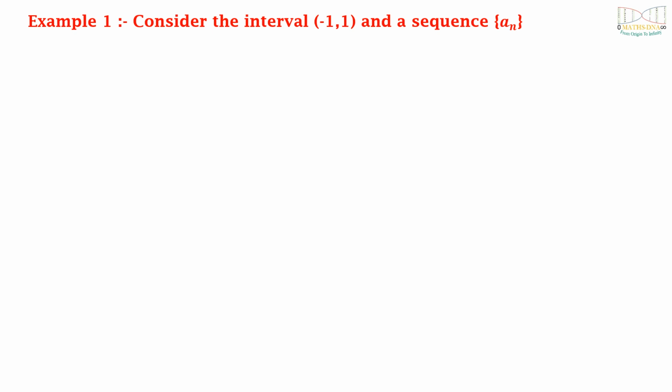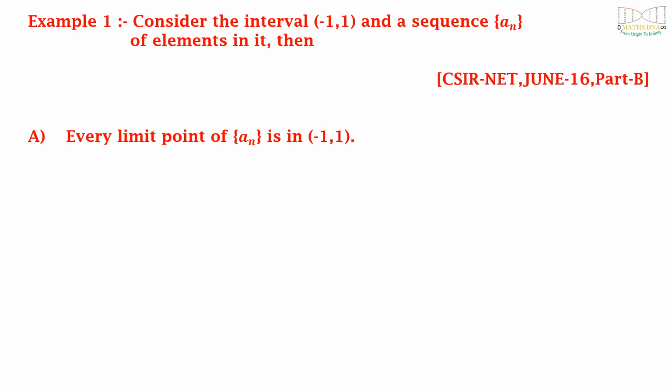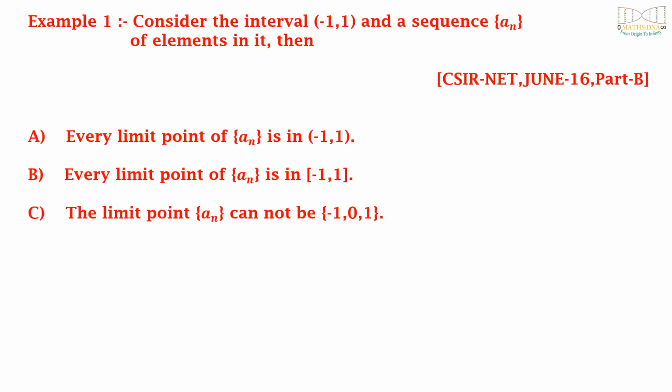Consider the open interval -1 to 1 and a sequence an of elements in it. Then the options are: A. Every limit point of an is in the open interval -1 to 1. B. Every limit point of an is in the closed interval -1 to 1. C. The limit point of an cannot be -1, 0 and 1. And option D. The limit point of an can only be -1, 0 and 1.